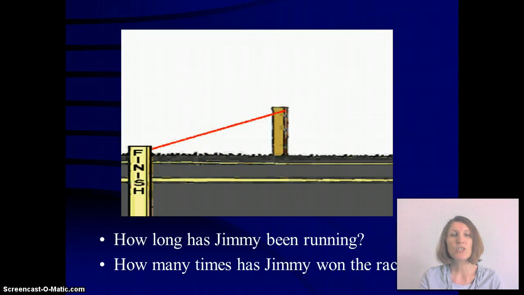How many times has Jimmy won the race? He has won the race 5 times. So we don't know about the future. He may continue to win many races. So in this example, Jimmy is a repeated runner. He has been running for a long period of time, and it's a habit that he will continue in the future.